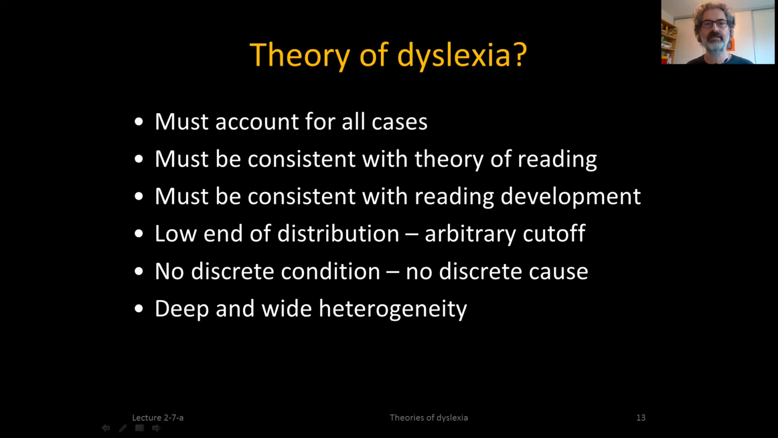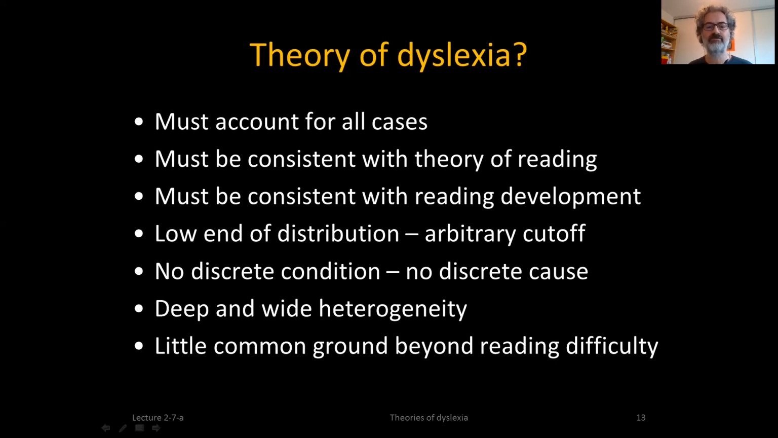A theory of dyslexia, crucially, must embrace heterogeneity. So it must be able to account for all the differences in the range and extent of different tasks and performances that are observed in children with dyslexia. And for the fact that beyond the common ground, the common element of reading difficulty, there is essentially nothing that is consistently in common between children with dyslexia.